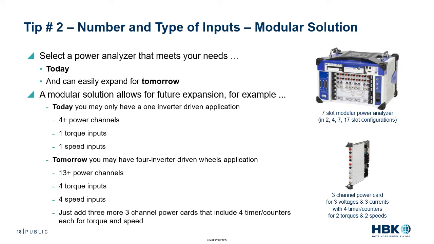You need 2 3-channel power cards, which also include timer and counter inputs for torque and speed. Then maybe tomorrow you'll have a 4 inverter-driven wheel application, each having a 3-phase inverter. So you'll need at least 13 power channels plus 4 torque and 4 speed sensor inputs. So to expand, all you need to do is just add 3 more 3-channel power cards that include 4 timer counters for torque and speed inputs. So when buying a power analyzer, you'll like to make sure that your investment is future-proof.